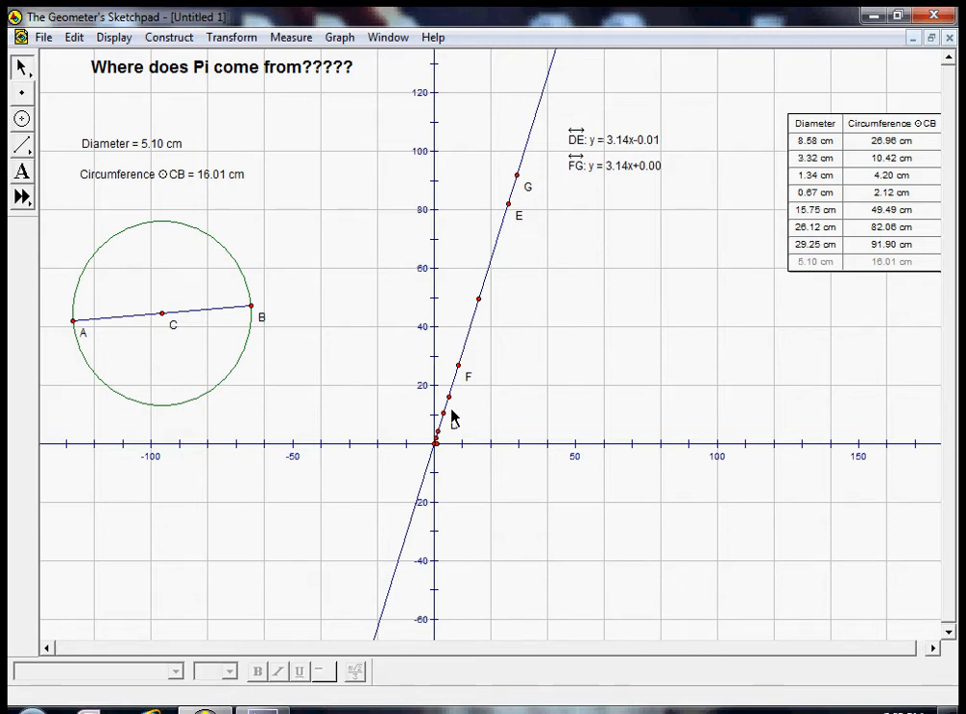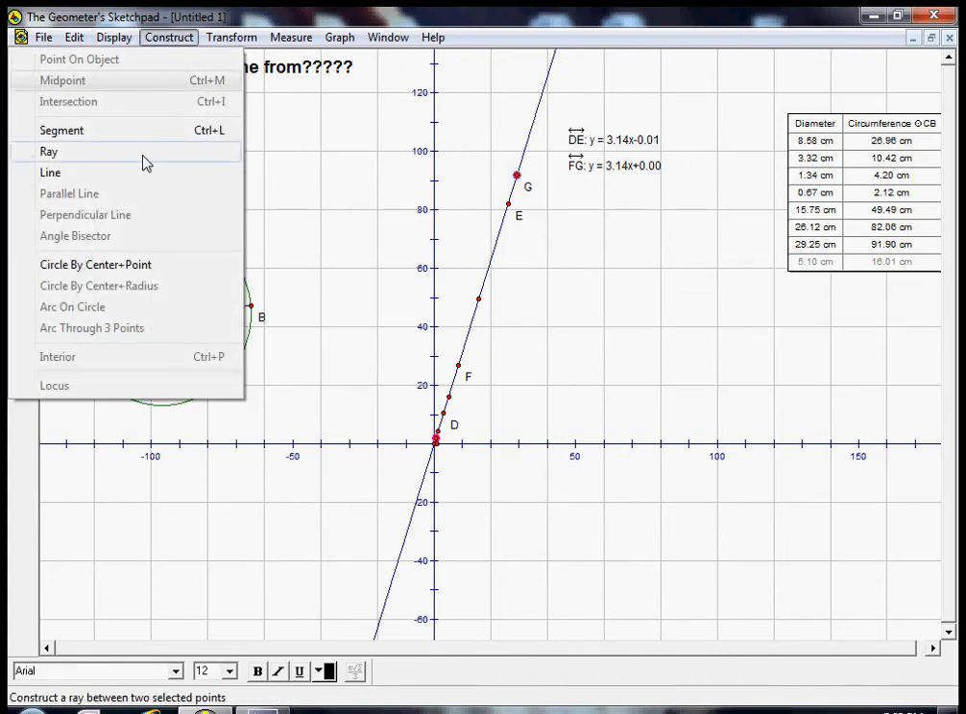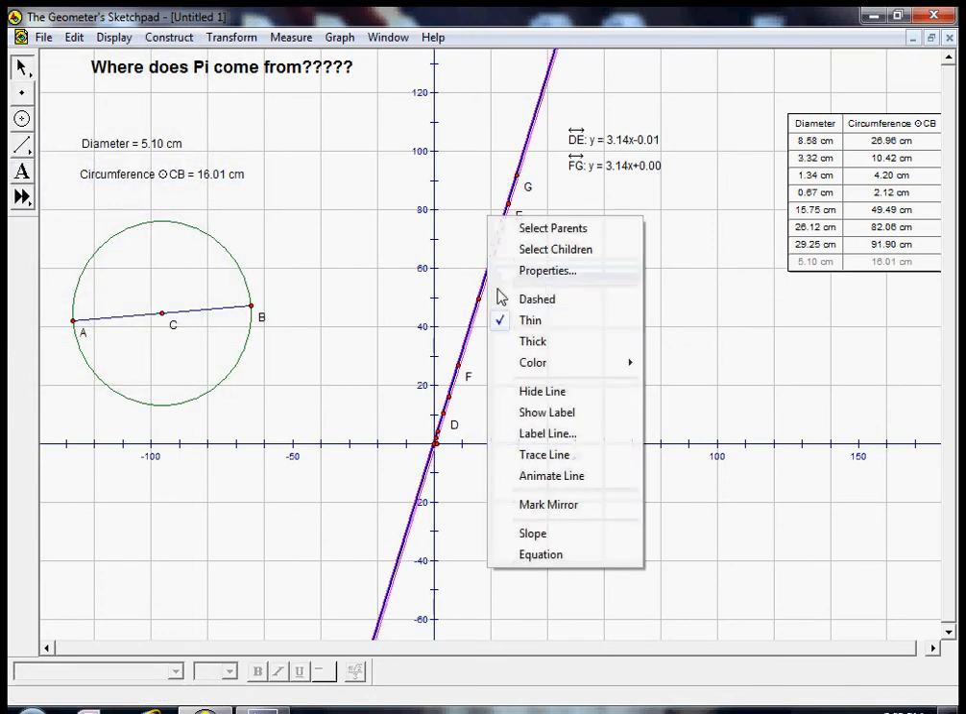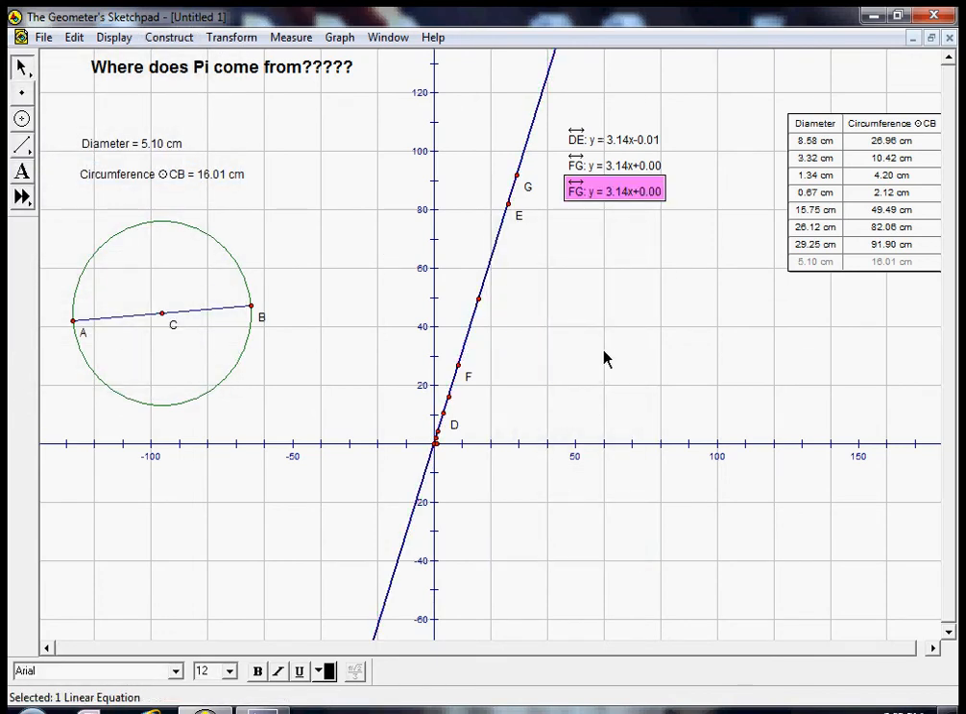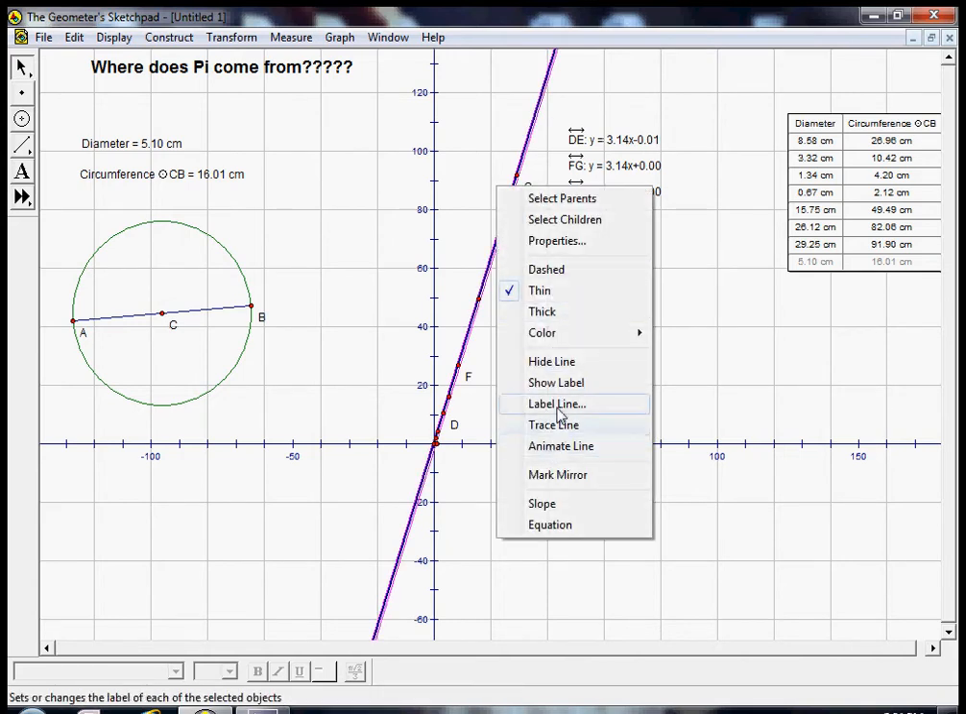Let's just do one more. We'll try one really close, and we'll do that G way over there. So construct line, look at the equation. Yeah, and once again, I've got 3.14x plus 0 as an equation for the line that goes from F. Oh, did I just do the same one? I guess I did. Let me hide that line.